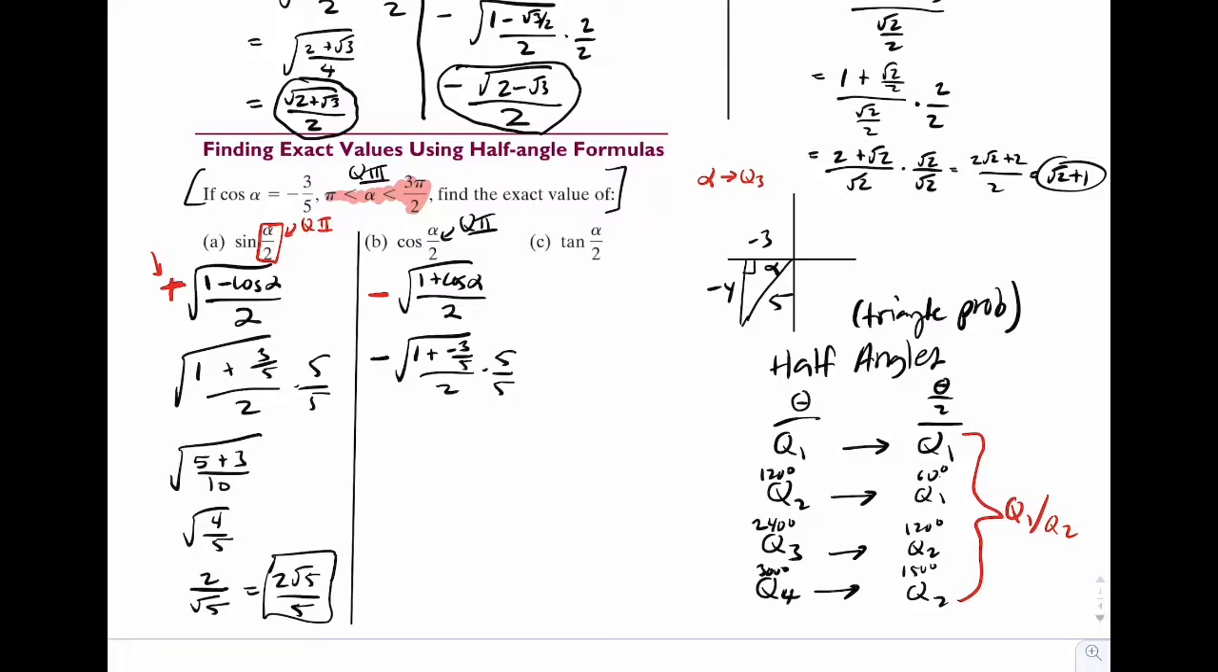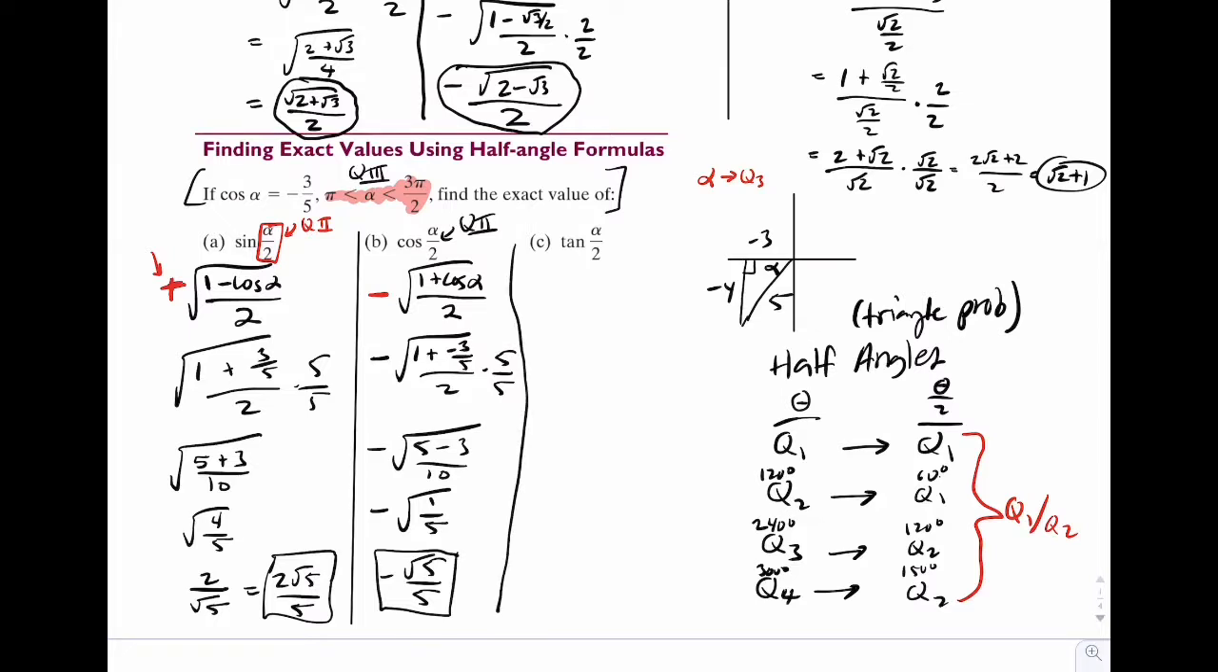And now let's take the same thing we just did. Multiply by 5 over 5. That's just 5 minus 3 over 10. So that's 2 over 10, which is 1/5. So negative root of a fifth, which is simply negative root 5 over 5. Done.